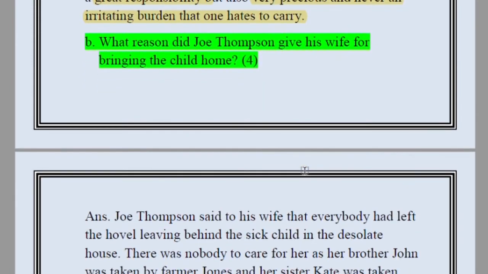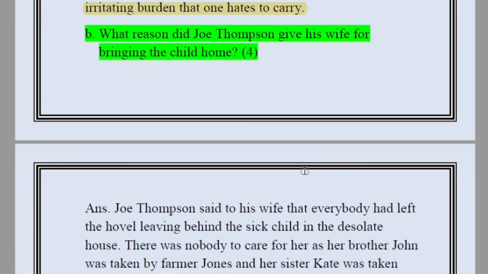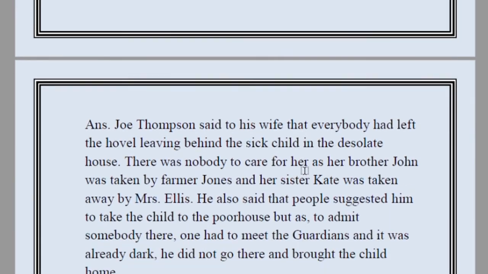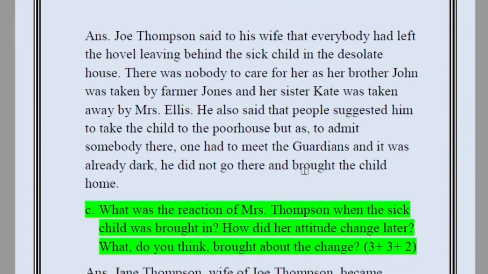B. What reason did Joe Thompson give his wife for bringing the child home? What was the reason for which Joe Thompson said that he had to bring the child to his own house? Let's see. Joe Thompson said to his wife that everybody had left the hovel, leaving behind the sick child in the desolate house. Now, what are the important points in this answer? Everybody had left. Okay, and the child was sick.